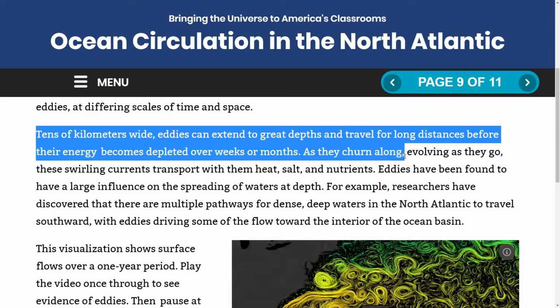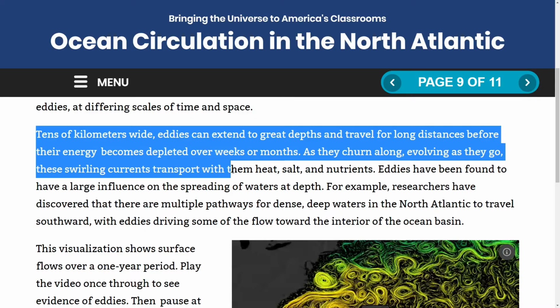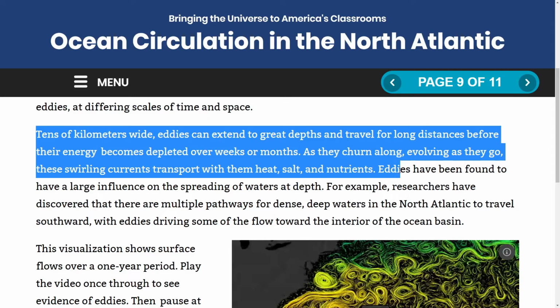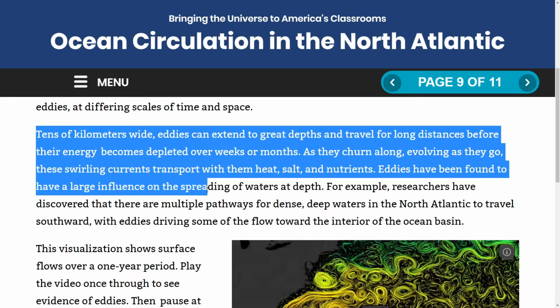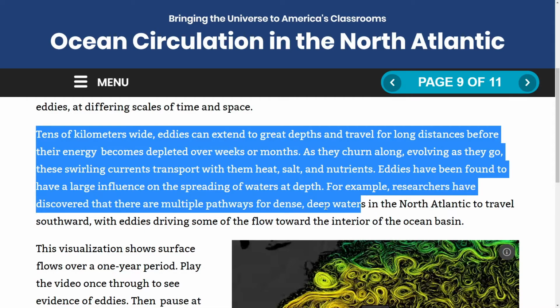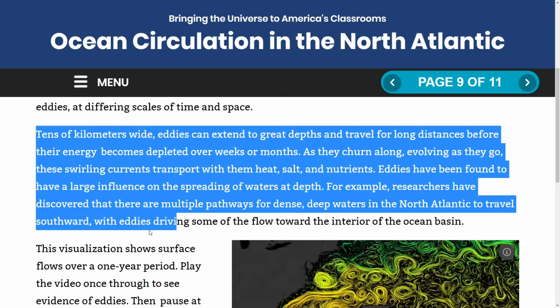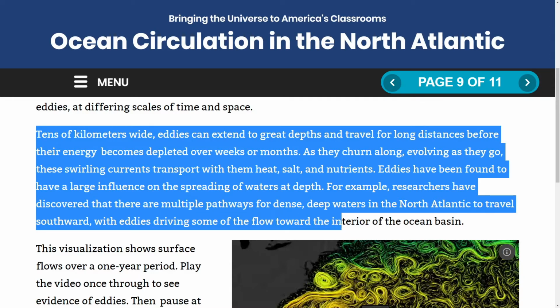As they churn along, evolving as they go, these swirling currents transport with them heat, salt, and nutrients. Eddies have been found to have a large influence on the spreading of waters at depth. For example, researchers have discovered that there are multiple pathways for dense, deep waters in the North Atlantic to travel southward, with eddies driving some of the flow towards the interior of the ocean basin.